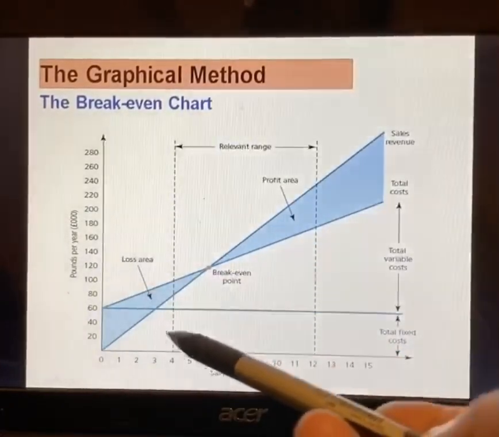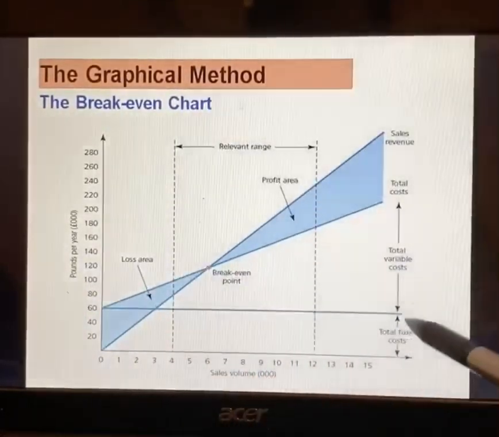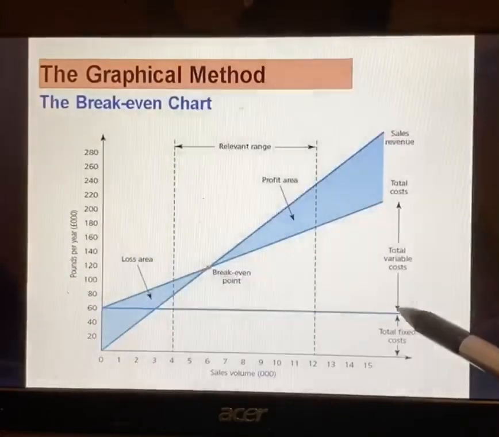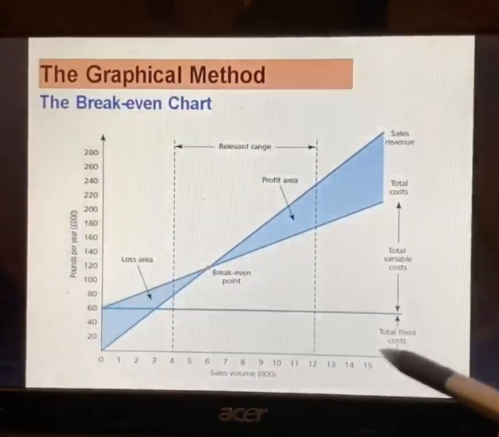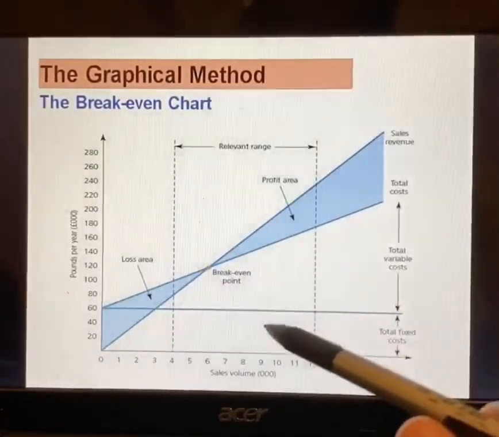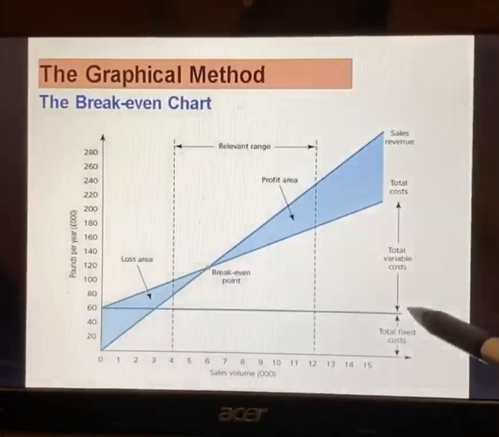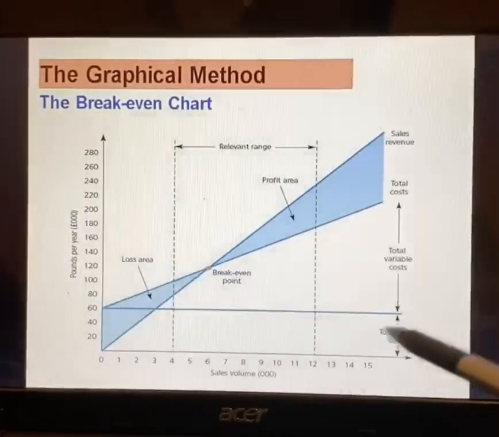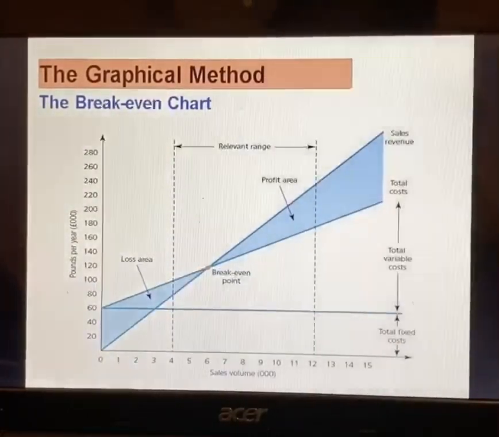This is the fixed cost. All fixed costs remain the same at all output levels, so the fixed cost line is drawn across the chart as a straight line parallel to the horizontal axis.